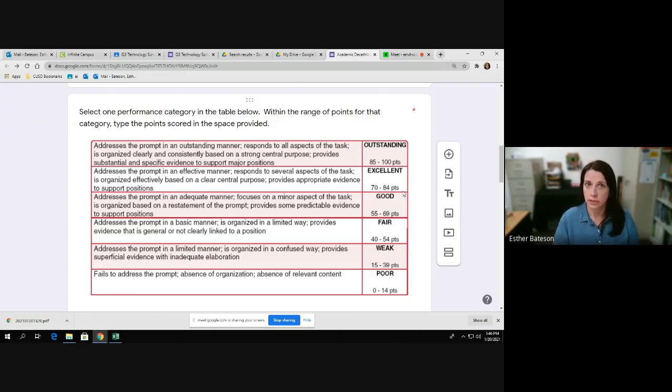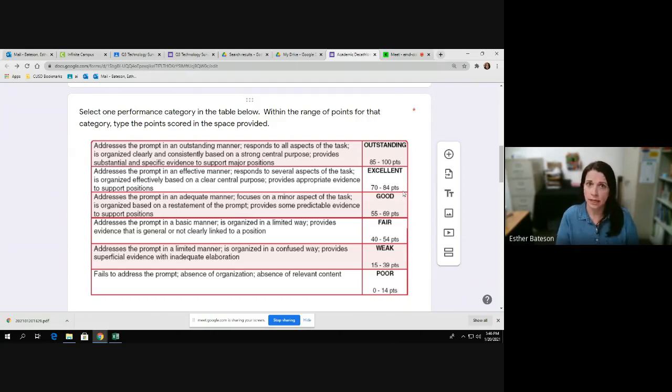Some of those essays that you will read may not fall in that excellent category. They may fall more towards the fair category, where they're addressing the prompt in a basic manner and it's organized in a limited way, but it's not quite to the point where it's inadequate. So you could score them in that fair category. Once again, we're asking that you score them using the system being a 0 or a 5. So for the fair category, we're looking at 40, 45, or 50.